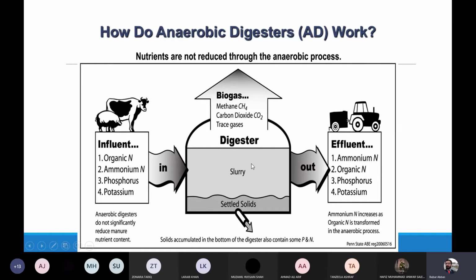Then you send this waste to this digester, which is an airtight reactor, and it converts all the solid waste into two products. One is the biogas, which consists of methane and carbon dioxide and trace gases, and the other is slurry, which settles down and can be collected from the bottom, and it can be utilized for vegetation as a fertilizer. Then what comes out of the system is the ammonium, nitrogen, organic nitrogen, phosphorus, and potassium as nutrients.